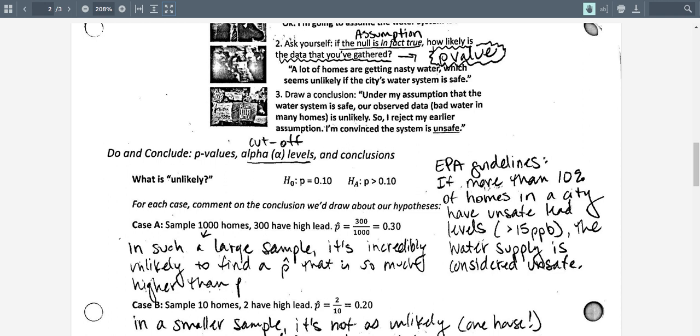By the EPA guidelines, if more than 10% of homes in a city have unsafe lead levels, so greater than 15 parts per billion, it's considered unsafe. The null hypothesis, you can see, is that p is supposed to be equal to 0.1. We're okay if it's equal to 0.1. We're actually okay if it's less than 0.1. It's just, again, scratching the surface in AP stats; we don't identify as less than or equal to. But in the alternative, we have problems if it's greater than 0.1. And that's what we think is the case. How did we end up with so many homes that had high, unsafe lead levels? Pause and catch up.